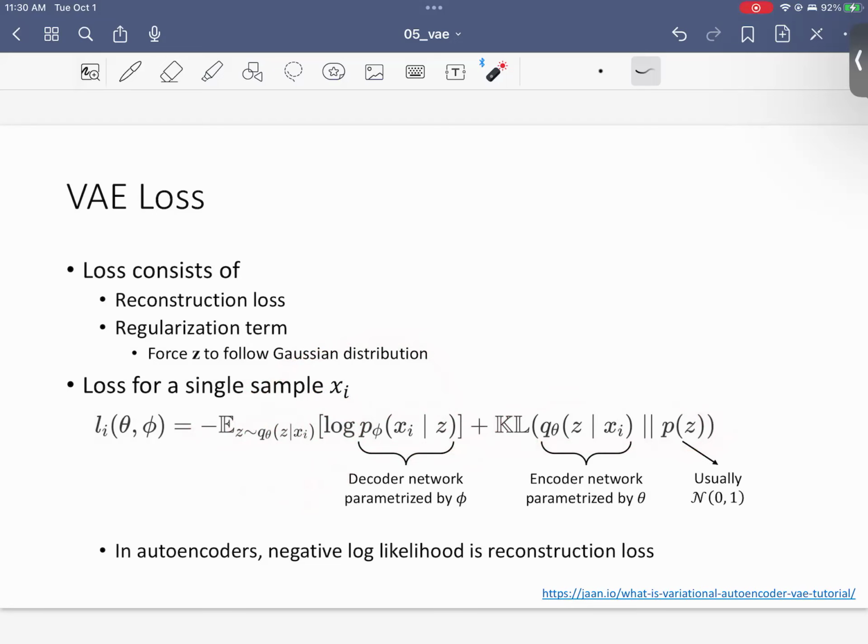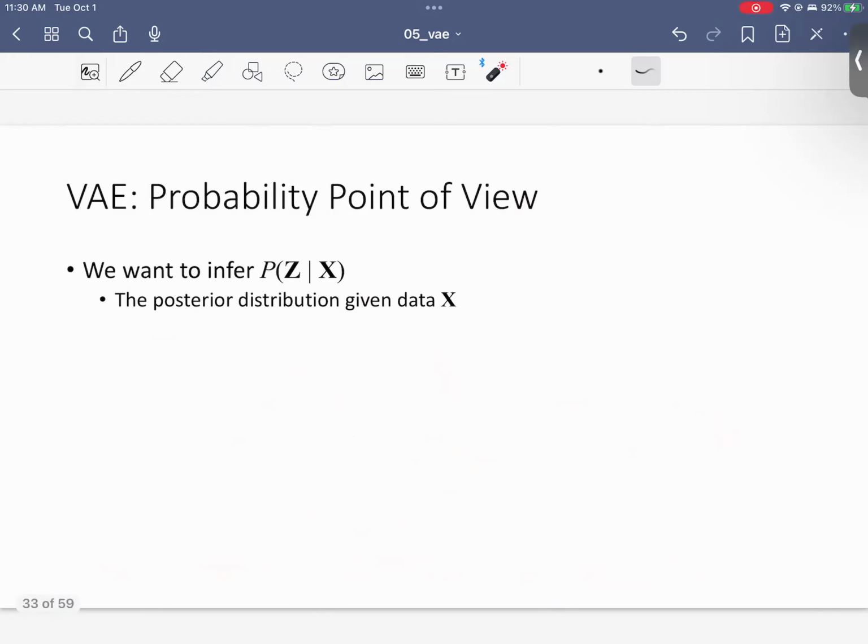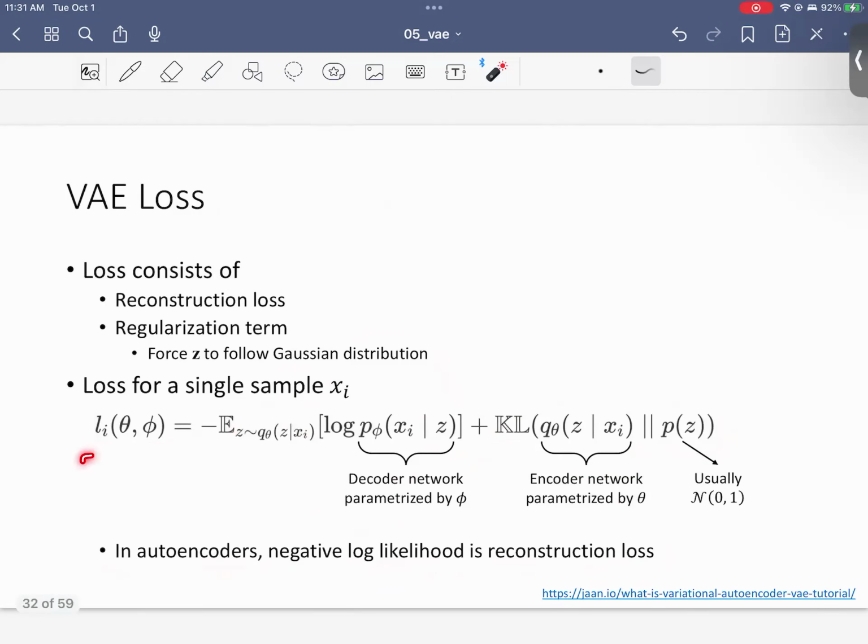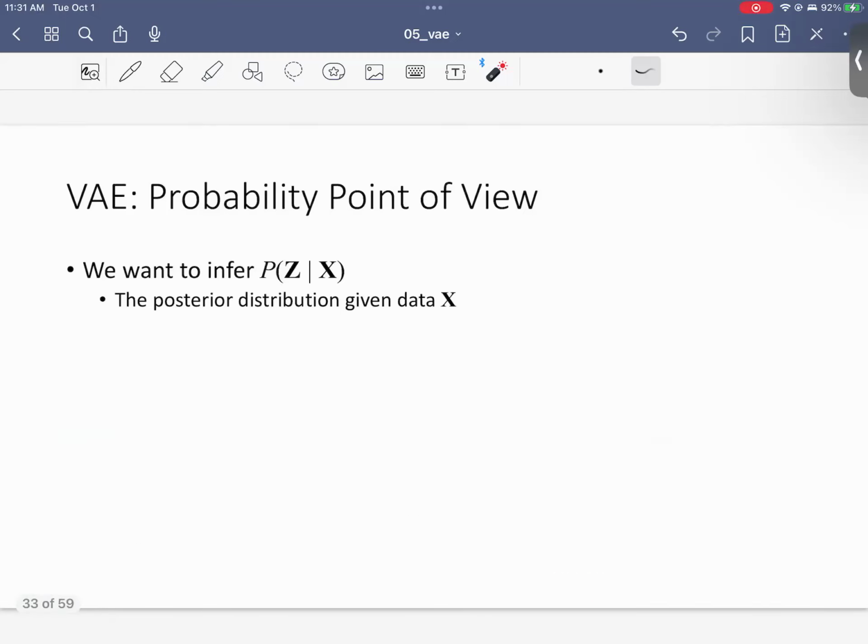Yeah, in an autoencoder, as I said, the negative log likelihood is the reconstruction, which is the MSE function. So this is our loss function, but let's go back to variational inference and see what we're doing. We want to infer the posterior distribution P(Z|X). In terms of an autoencoder, we want to infer the latent variable Z given the image X, right? So that's the posterior distribution.